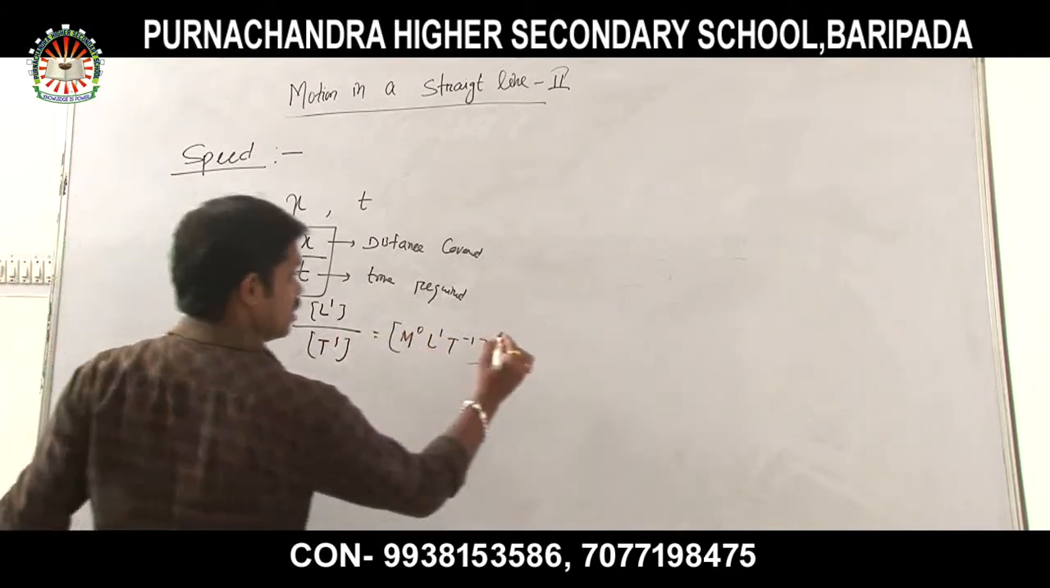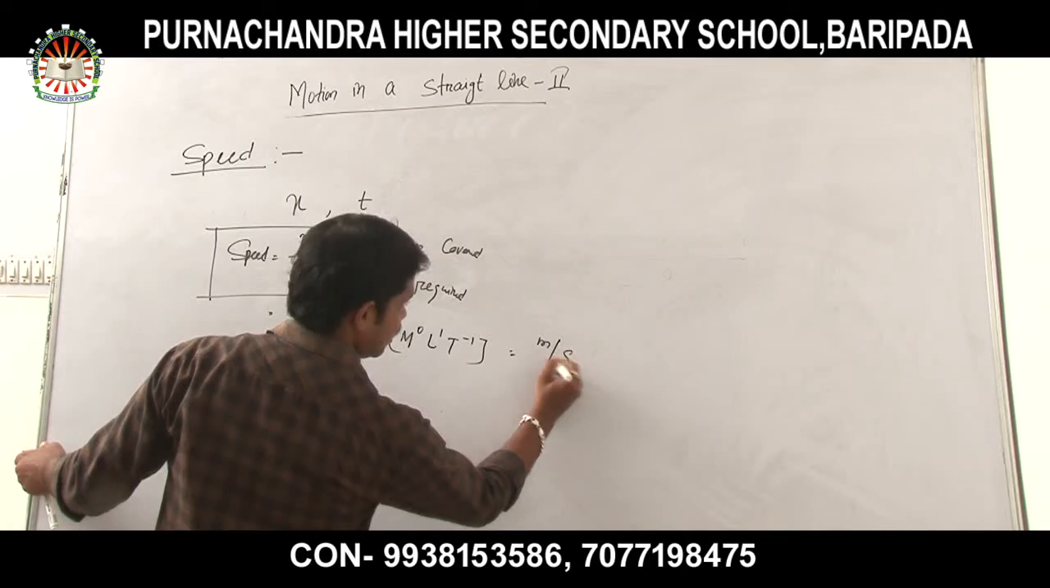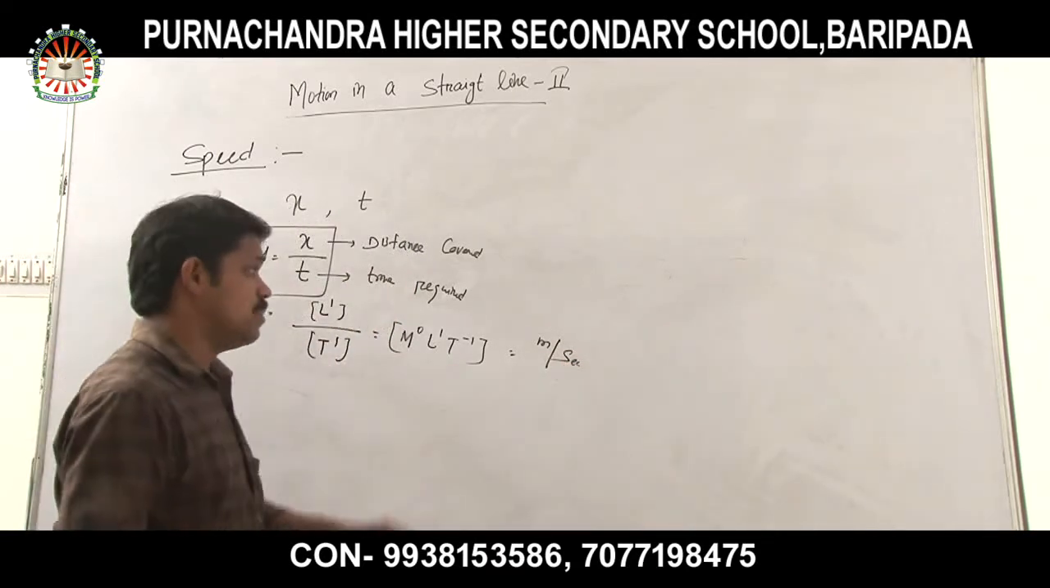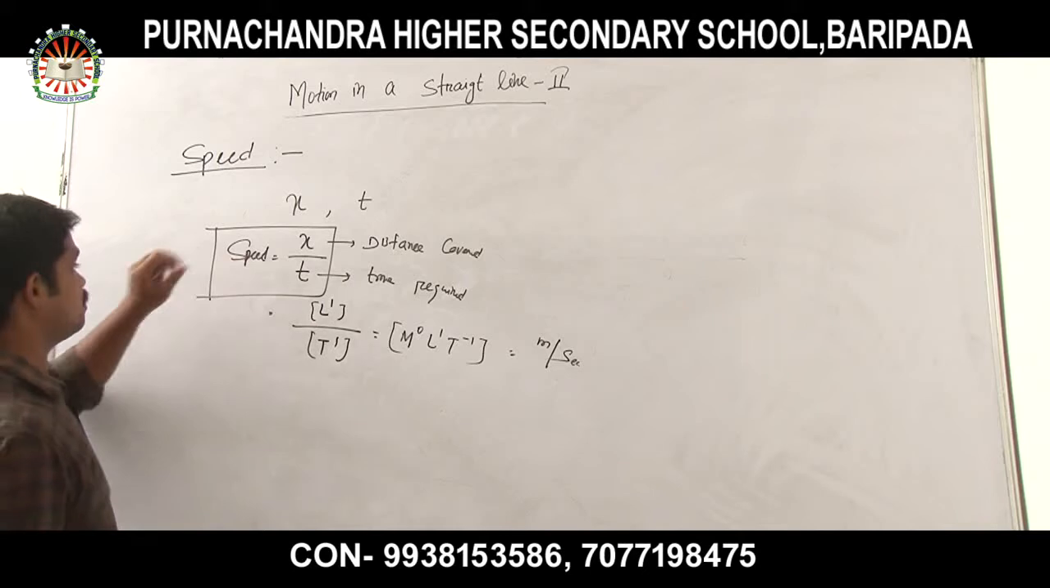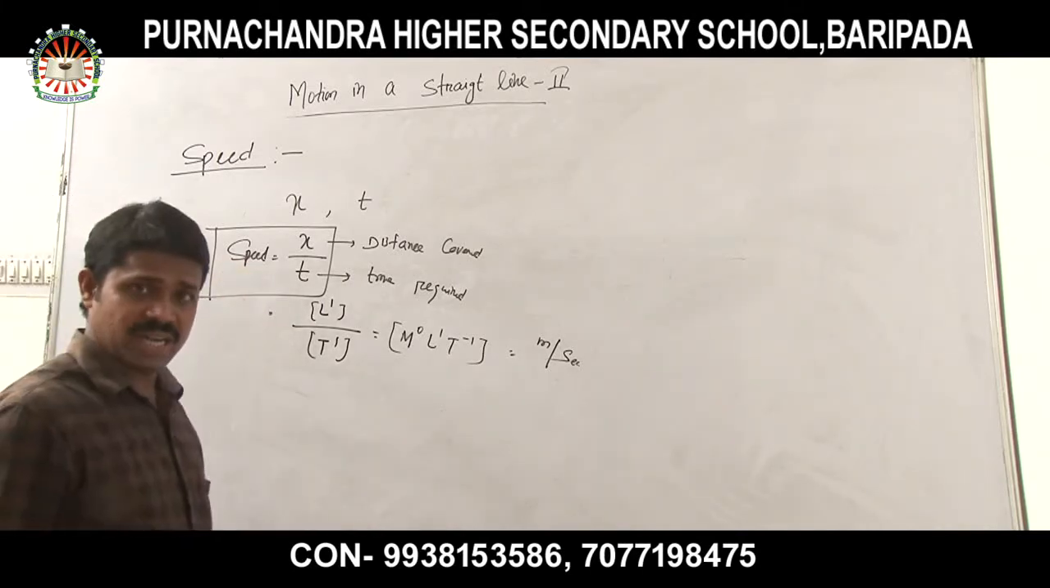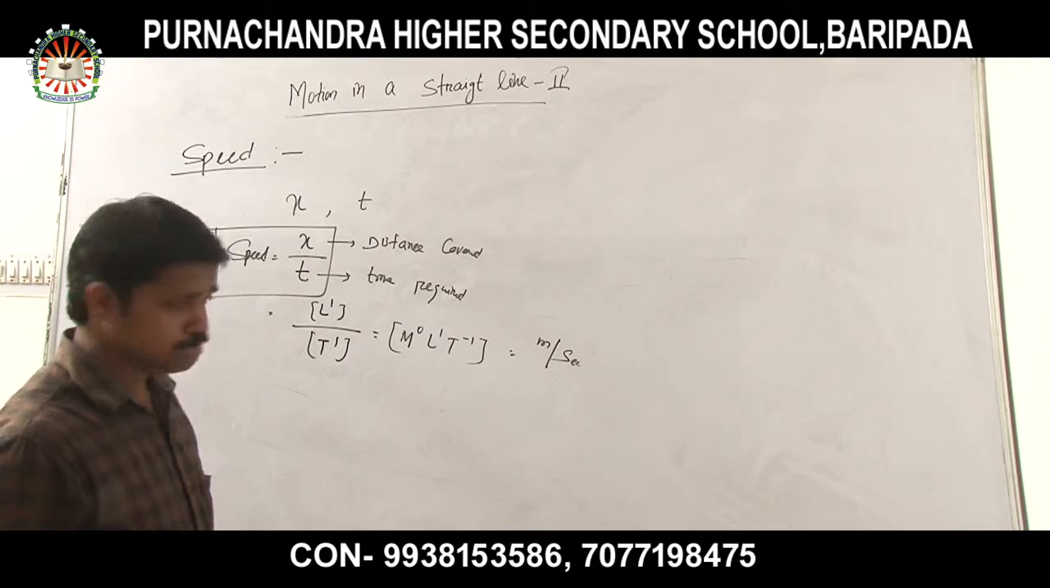And what is my unit? Very simple. Meter per second. SI unit. Remember, this is the SI unit. Meter per second. Okay. So this is your speed. This is the concept of speed. It is a scalar quantity.